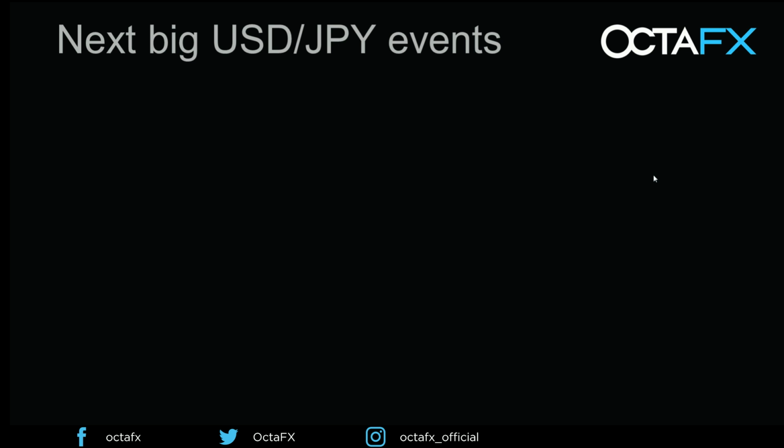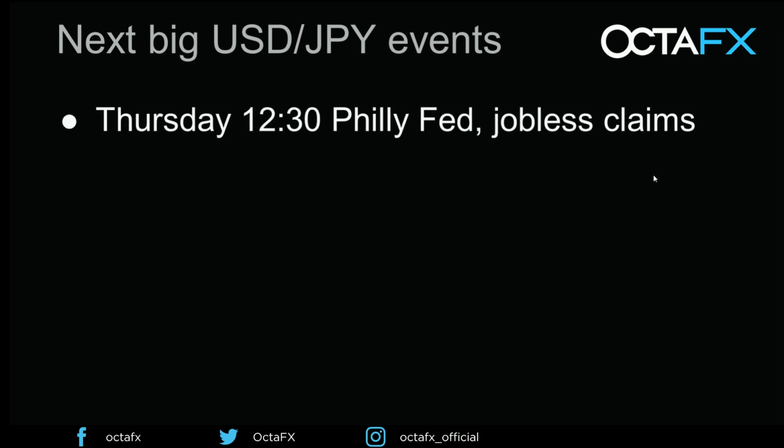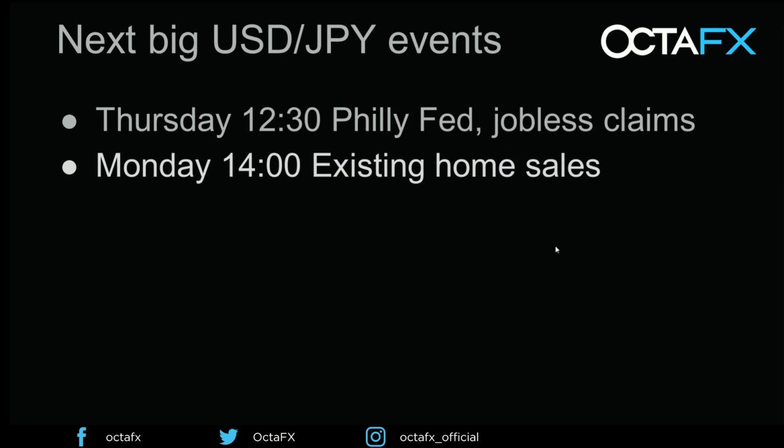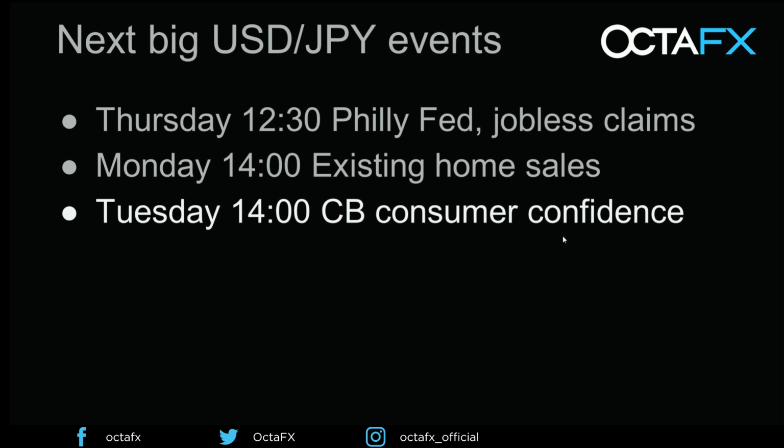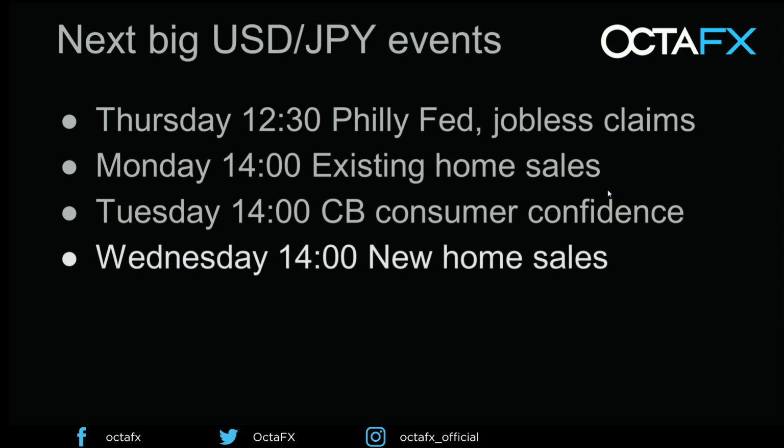So, next big events to look out for. Today we have the Philly Fed Manufacturing Index and the weekly jobless claims, which have been so stable they've become less important. On Monday we have existing home sales. Most sales are of existing homes. On Tuesday we have consumer confidence from the Conference Board. This is different from the University of Michigan. Probably show another drop. And on Wednesday, new home sales. There's a good correlation between sales of new homes and overall growth.